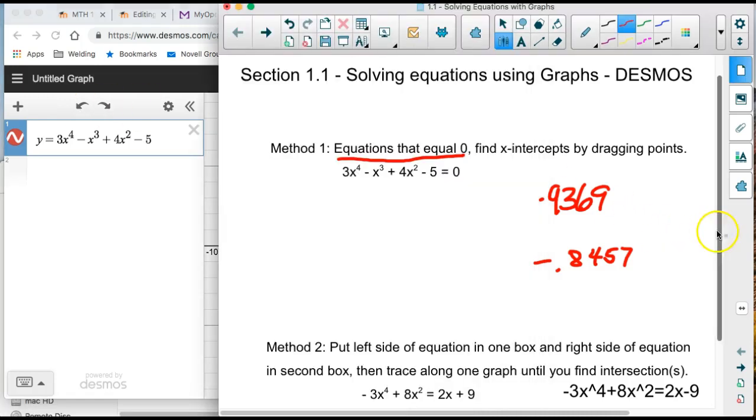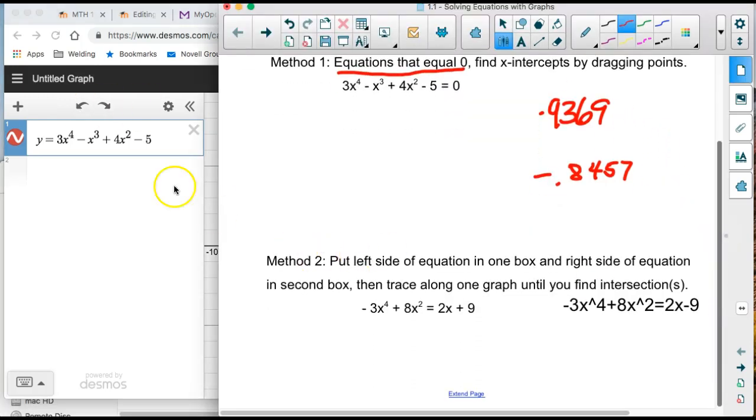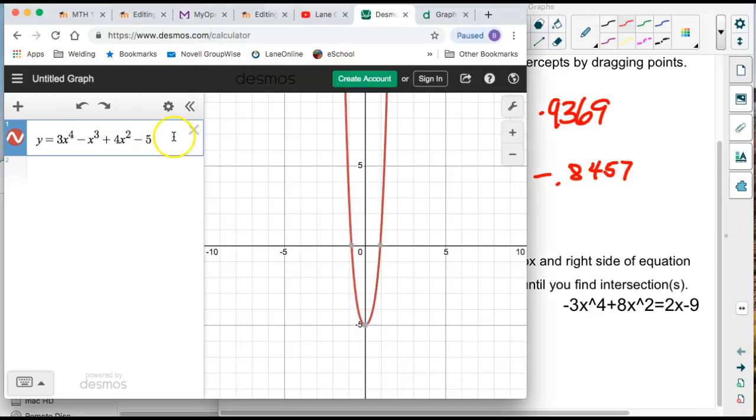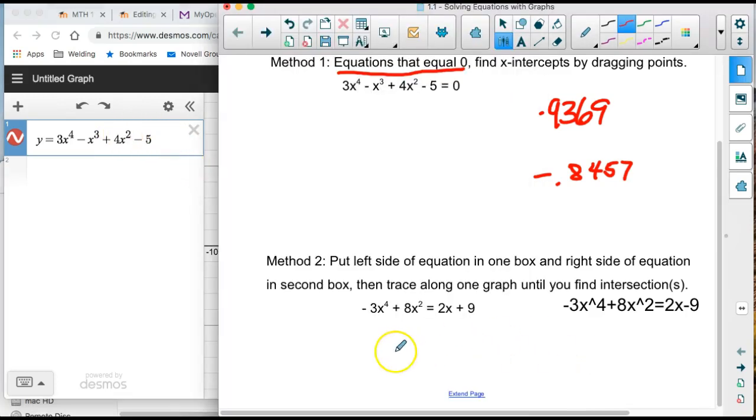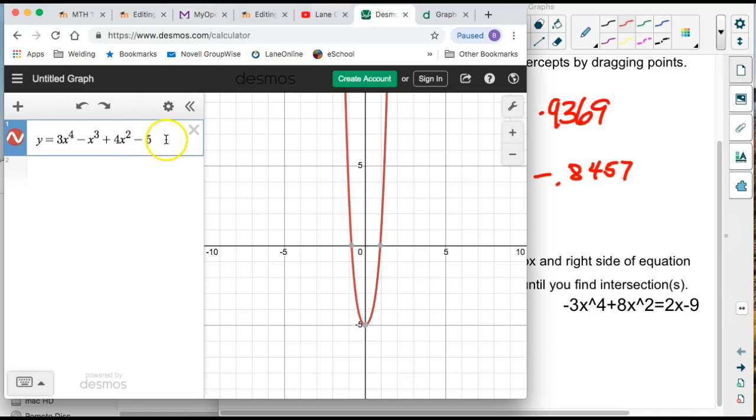Alright, on the second graph type, we're going to put one equation in each box. So we're going to do this one here first. These are the same except for this sign. This is negative, and the rest of it is the same. So negative 3x to the fourth plus 8x squared equals 2x. One's minus 9, one's plus 9. So we're going to do the plus 9 first.